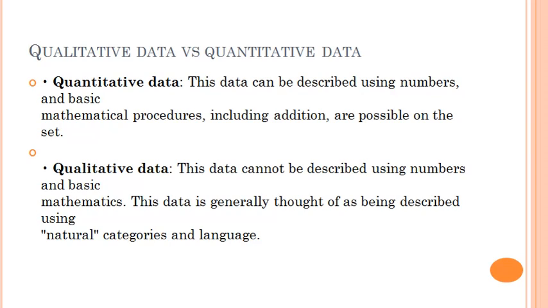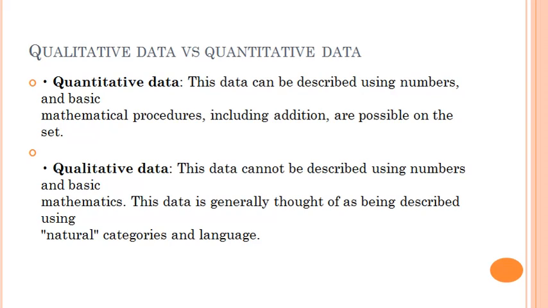The quantitative data. This data can be described using numbers and basic mathematical procedures, including addition and subtraction, which are possible on the set, right? So the basic quantitative data, you can see whether a data is quantitative data if it can be represented with some numbers or with some basic mathematical procedures such as addition or subtraction. So this is the basic definition of a quantitative data, that it can be described by numbers or mathematical procedures.